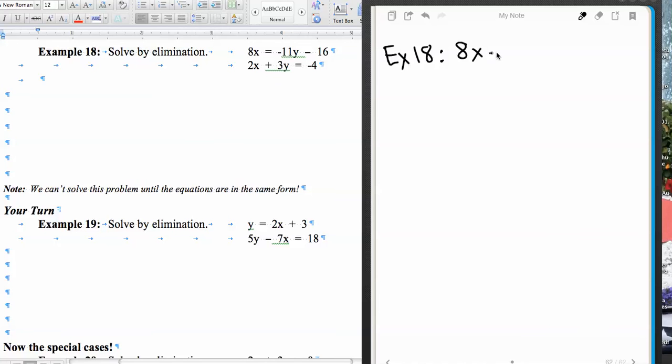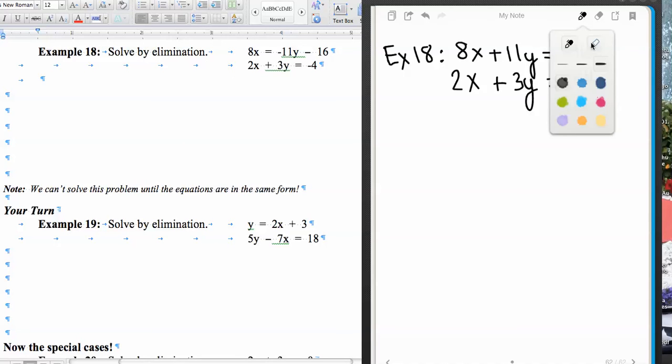So I'm going to have 8x plus 11y is equal to -16. And then I'm pairing that with 2x plus 3y is equal to -4. Now from there, what I have to do is decide on a variable to eliminate. So I can eliminate x or I can eliminate y. I think I'm going to work on x.